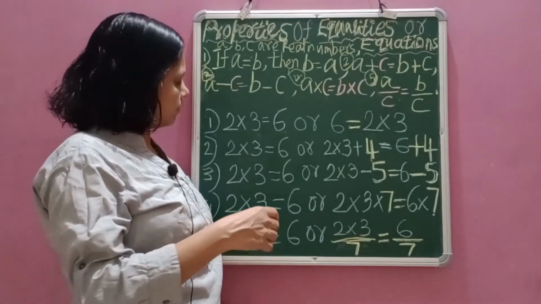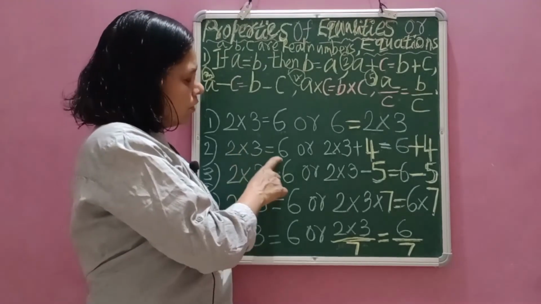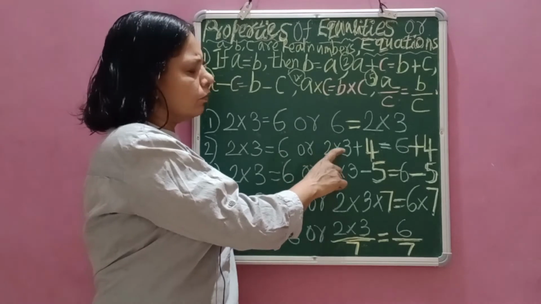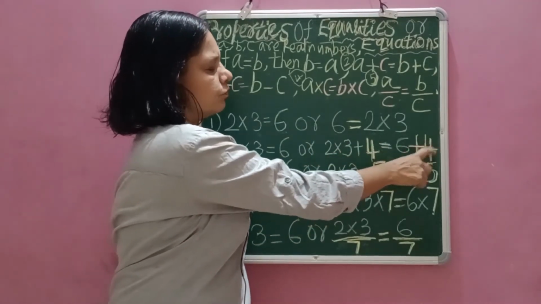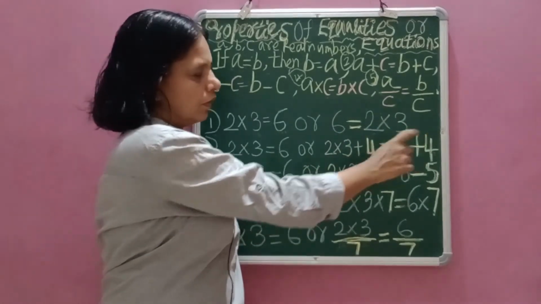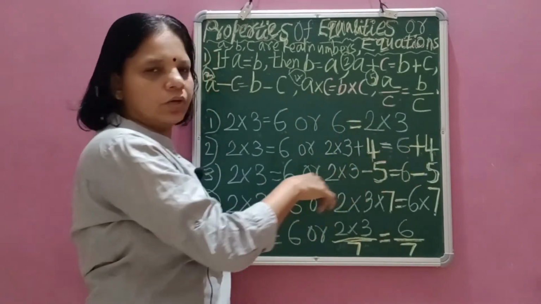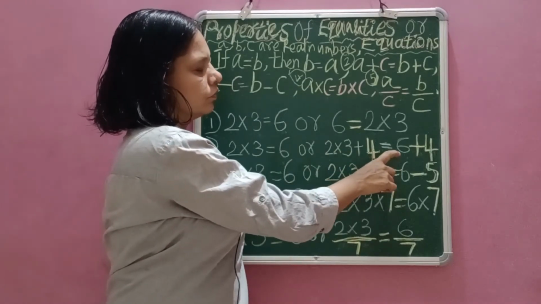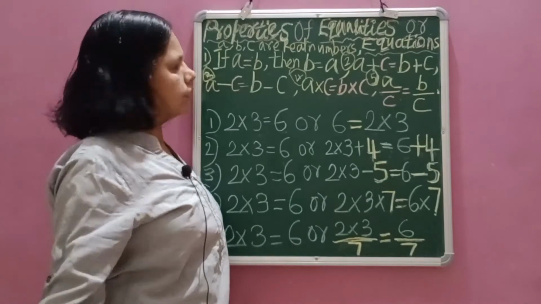Now comes the second property. The given equation is the same, 2 into 3 equal to 6. Then what happened? 2 into 3 plus 4 equal to 6 plus 4. Here what is added in LHS? 4 is added. In RHS also 4 is added. Then also these two are equal. 2 into 3 plus 4 equal to 6 plus 4. That is the example for the second property.